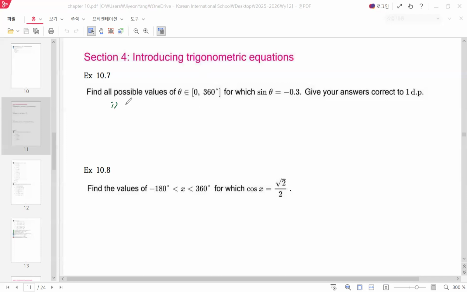So the first step is to find theta by using sine inverse. By using your calculator, sine inverse of negative 0.3, which is negative 0.3046 dot dot dot. Since they ask you to give your answer correct to one decimal place, let's simply write it down as negative 0.3.